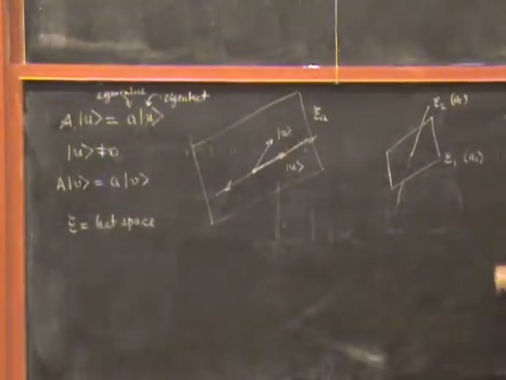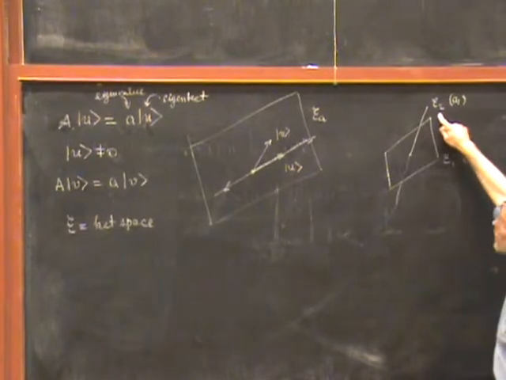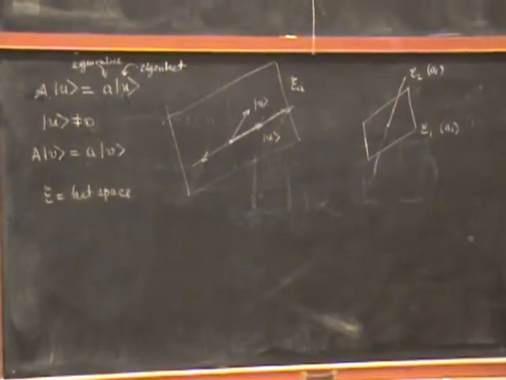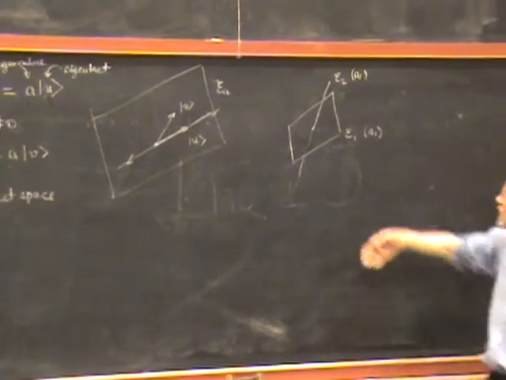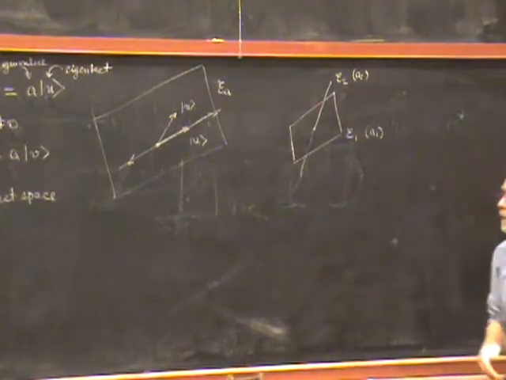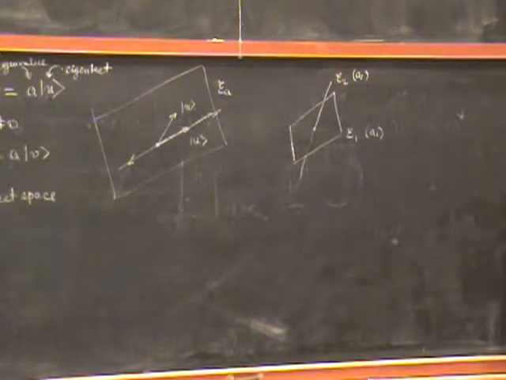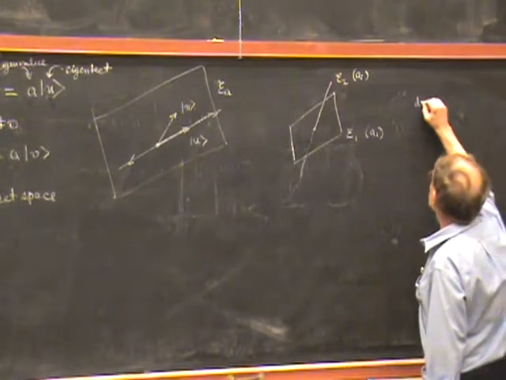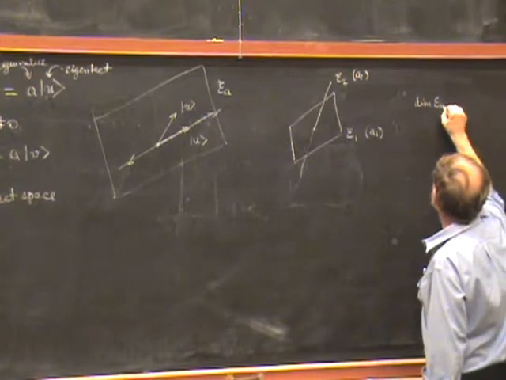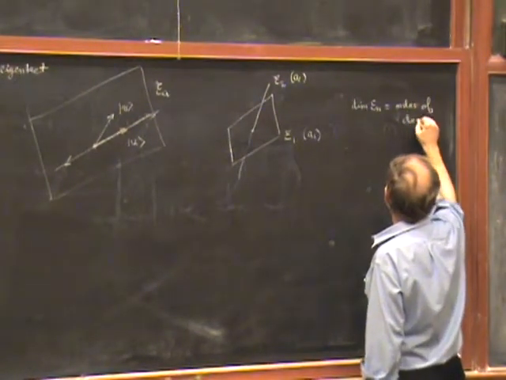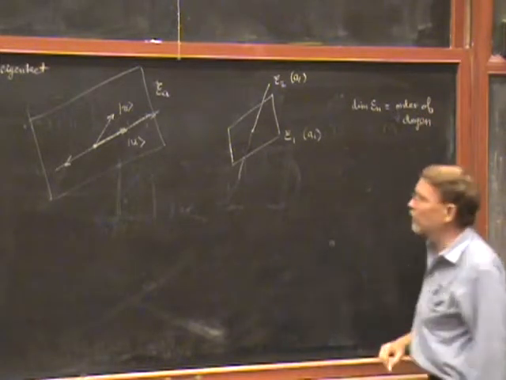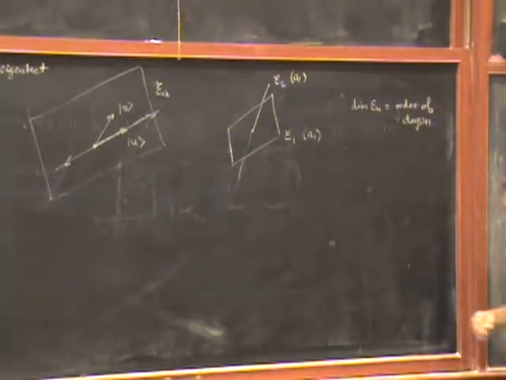If the eigenspace is one-dimensional, like I drew here for this E2, then we say it's non-degenerate, which doesn't mean the eigenket is unique, but it's unique to within a single multiplicative constant. All right, so the dimensionality of the eigenspace E_n is what we'll call the order of the degeneracy. So the order of the degeneracy is always at least 1, but it could be greater than 1.